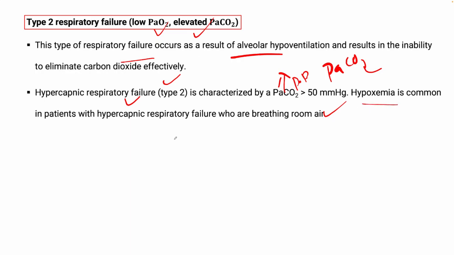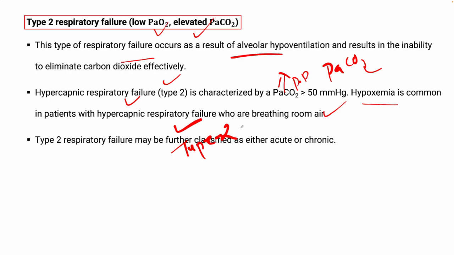Hypoxemia is common in patients with hypercapnic respiratory failure who are breathing room air. So who are the patients of type 2? You will see hypoxemia commonly. Remember that. Type 2 respiratory failure may be further classified as either acute or chronic, the same way we have seen in type 1.